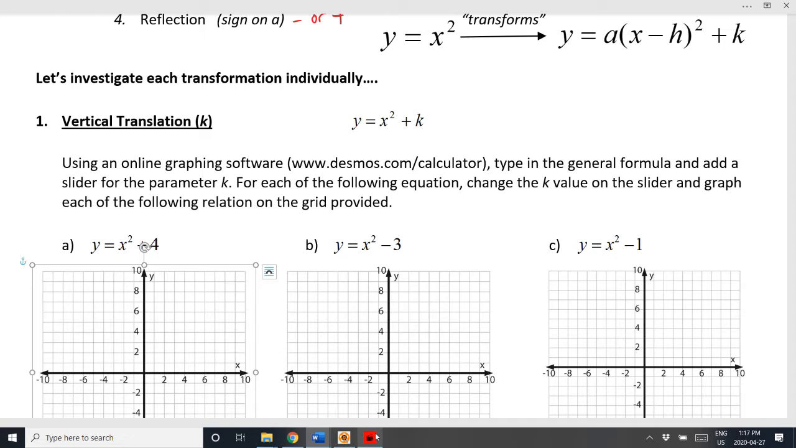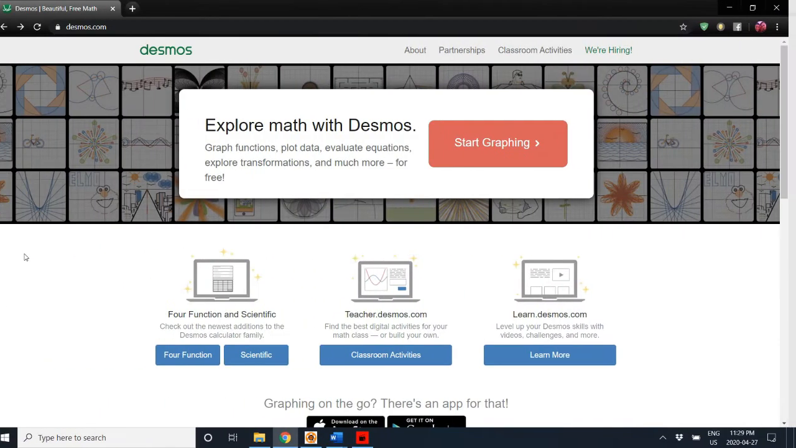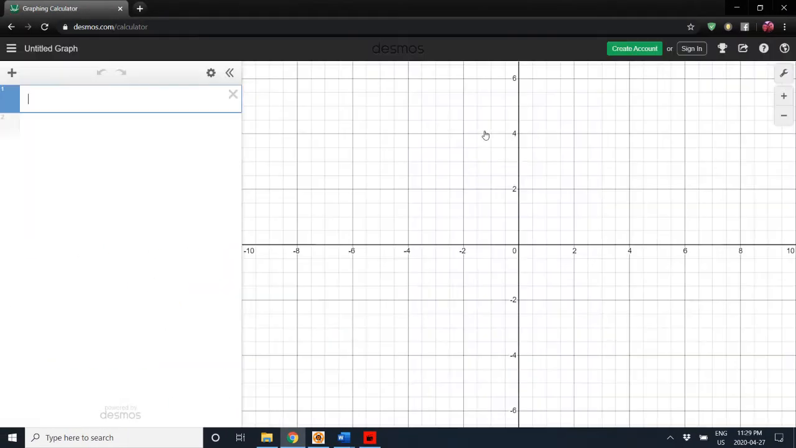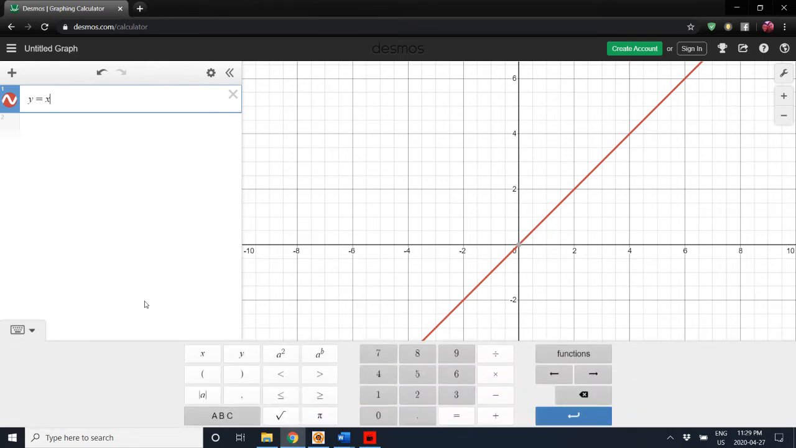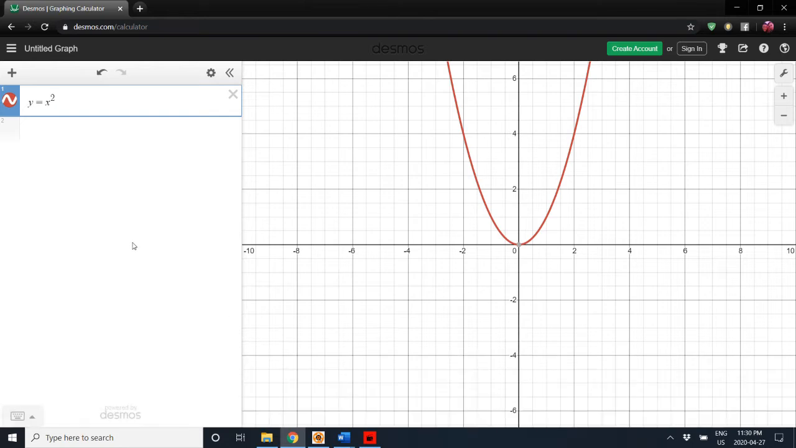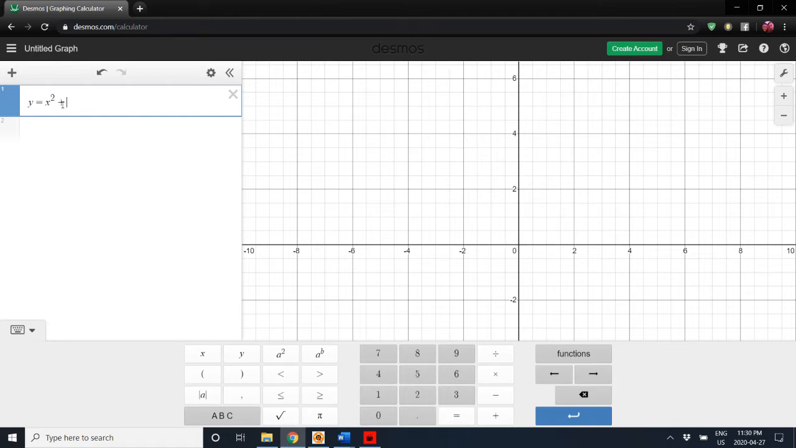So let's go to Desmos. And we're just going to click Start Graphing. From here, we're going to enter our parent function, y equals x squared. To get the square, we just click the little keyboard down here and press this squared button. There we see our parent function. And to this, we're going to say plus the value k.